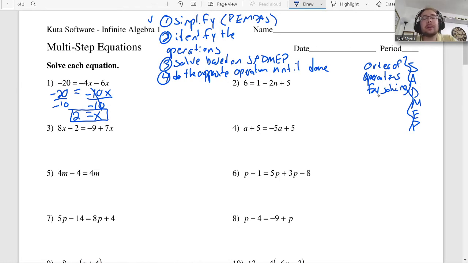So let's go ahead and jump into number 2 here. 1 minus 2n plus 5. Okay, so step 1, let's simplify. There are some like terms here. 1 and plus 5. If I ignore the minus 2n, remember the sign belongs to the number that is to its right. So that negative sign belongs to the 2n, not to the 5. So it's actually 1 plus 5. 1 plus 5 is 6.